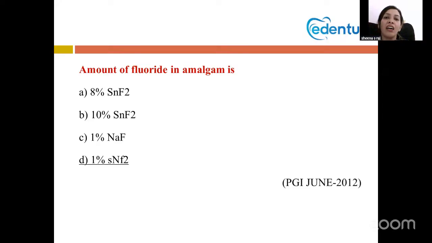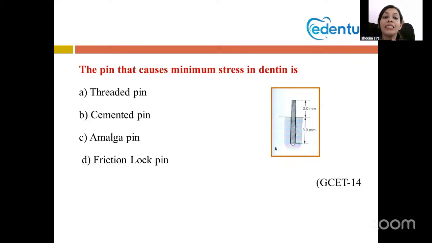But the main disadvantage of adding fluoride to dental amalgam is that it reduces the compressive strength and also the ductility. That is the main problem when we add fluoride to amalgam. Next question: the pin that causes minimum stress in dentin. We know that there are various types of pins, like threaded pin, cemented pin, friction lock pin, etc.